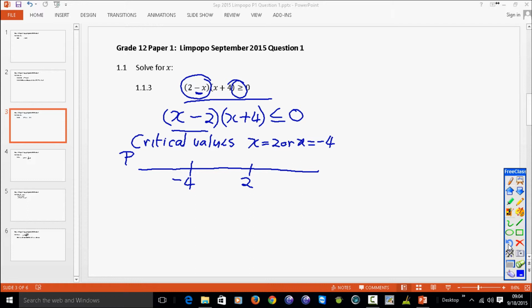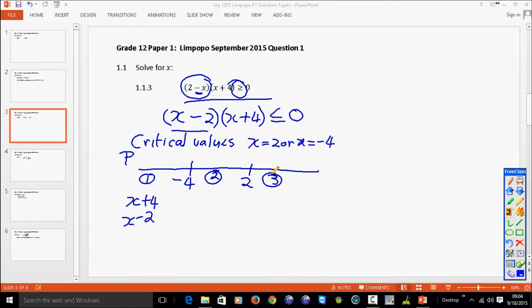So let's write down the two factors. The factor that will have a critical value negative 4, we write that one first. So it's x plus 4 comes first, and then x minus 2. Now these two critical values divide this number line into 3 regions. Region 1, region 2, and region 3.